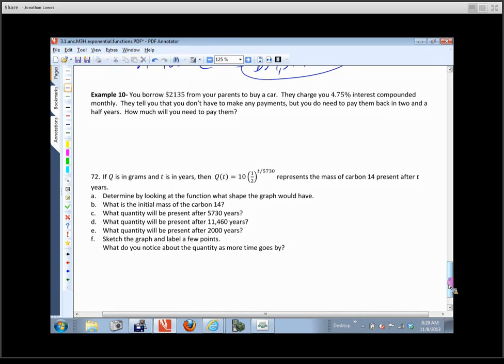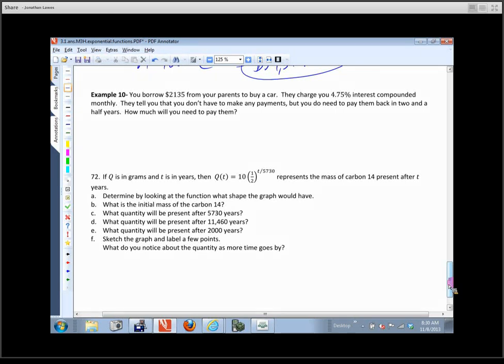$2,135 from your parents to buy a car. They want you to learn some valuable lessons about money, so they charge you interest. But it's a pretty low interest rate. They're only going to charge you 4.75%, and it's going to be compounded monthly. And they tell you, you don't have to make any payments either, which is very rare on a loan. Usually they want to start getting their money back right away, okay? So you just need to pay them back in 2.5 years. How much money do you need to pay them?